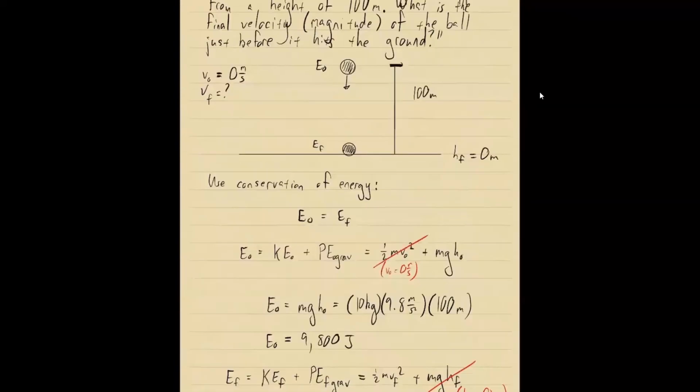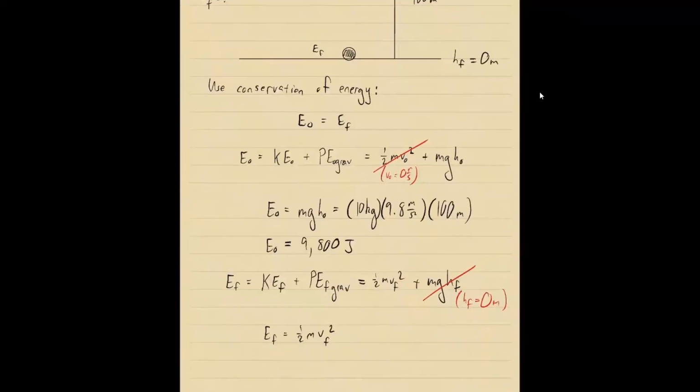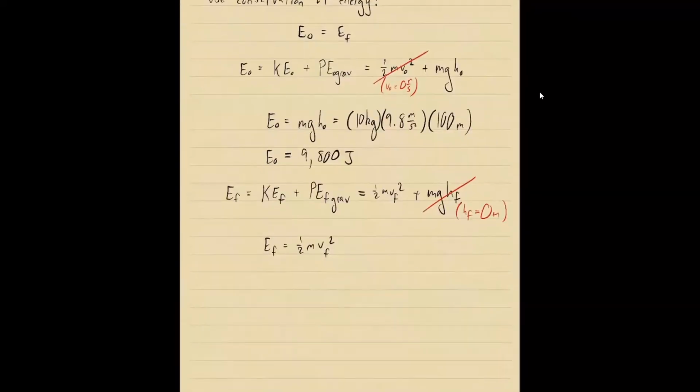And so keep in mind, the problem is asking us, what is the final velocity magnitude of the ball just before it hits the ground? So we're looking for this. But because we can use the conservation of energy here, and we know that our initial energy is equal to our final energy, our initial energy is 9,800 joules, and our final energy is just 1/2 times the mass of the ball, just 10 kilograms, times our final velocity for this ball just as it hits the ground, squared.